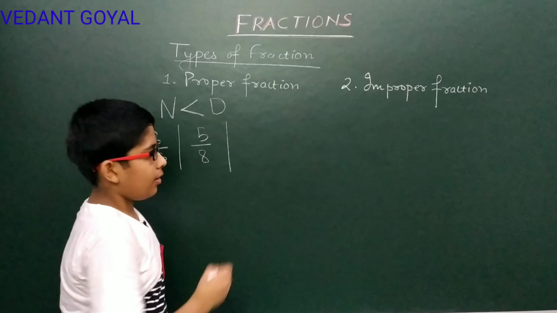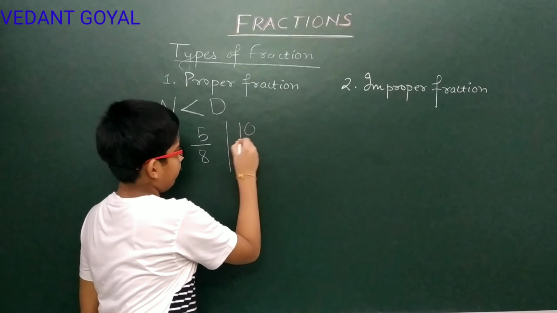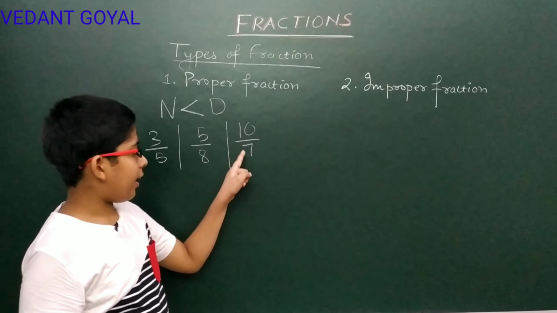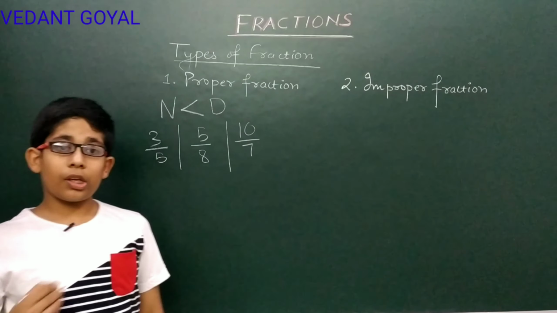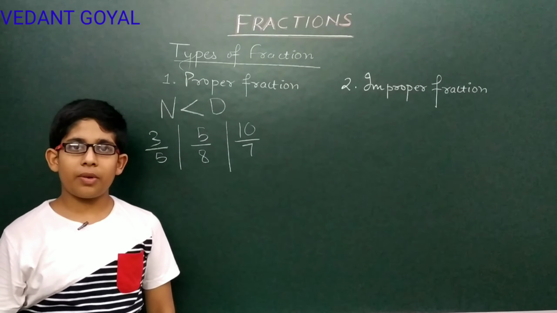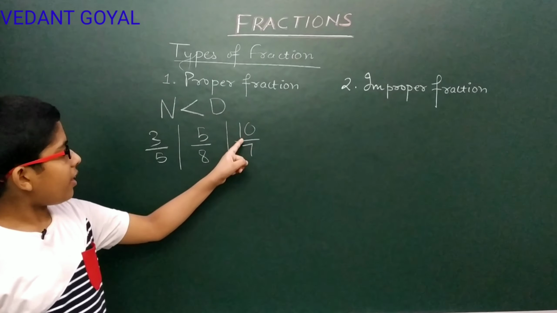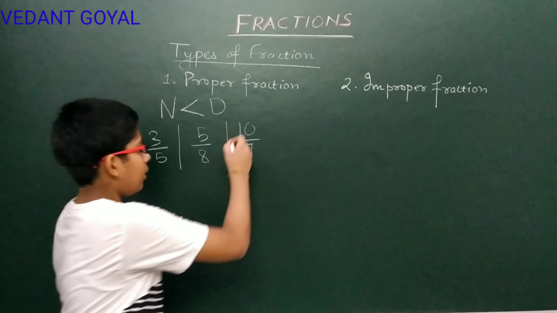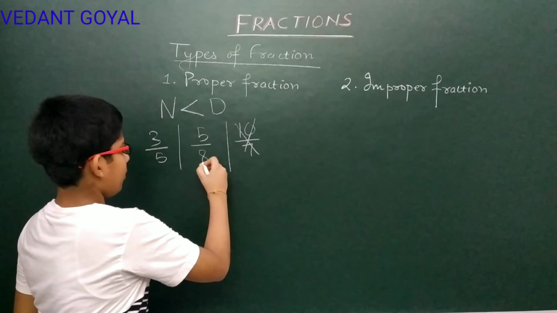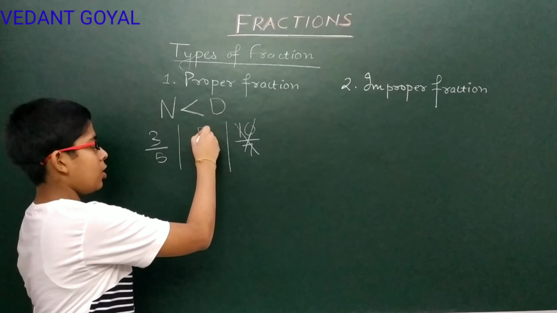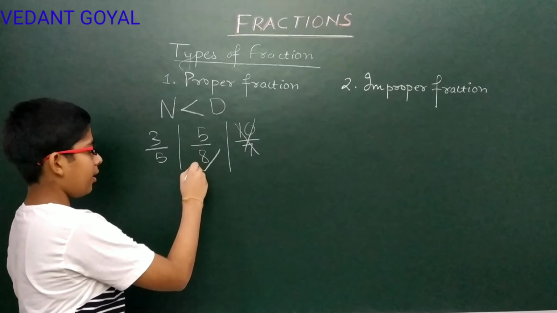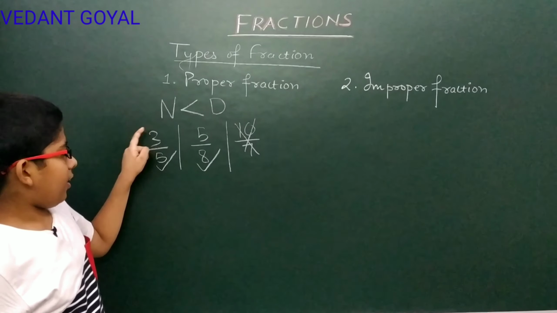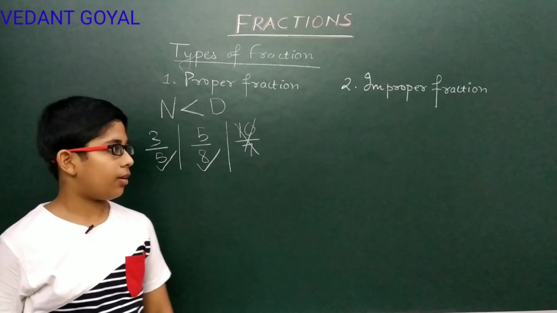If we take 10 by 7, we will observe that 10 is greater than 7. So the numerator is greater than the denominator. So 10 by 7 is not a proper fraction. This is a proper fraction as the numerator is less than the denominator, and this is also a proper fraction as the numerator is less than the denominator.